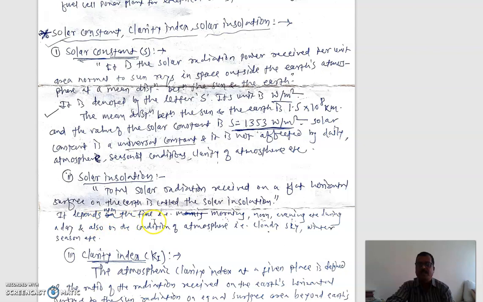It depends on the time, that is morning, noon, evening, etc. during a day, and also on the condition of atmosphere, that is cloudy sky, winter season, etc. Solar insolation is nothing but solar radiations received on the flat horizontal surface of the Earth. So it depends on time and environmental conditions.